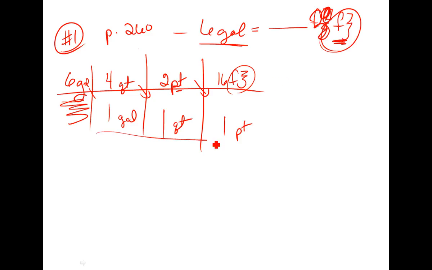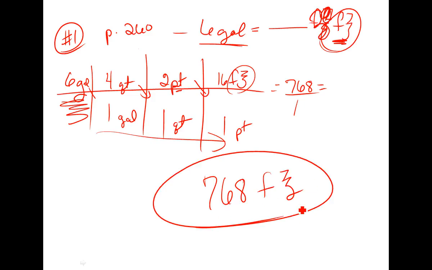Then you just multiply across on the bottom. There's 1. 6 times 4 times 2 times 16 is 768. So your answer would be 768 fluid ounces. So 6 gallons is equal to 768 fluid ounces.